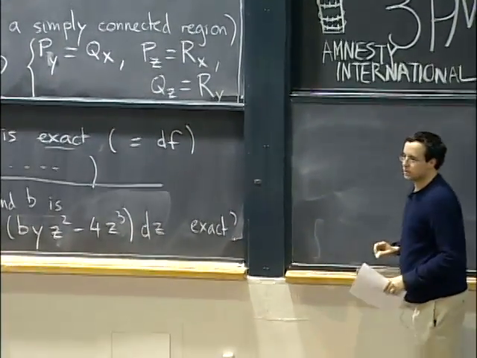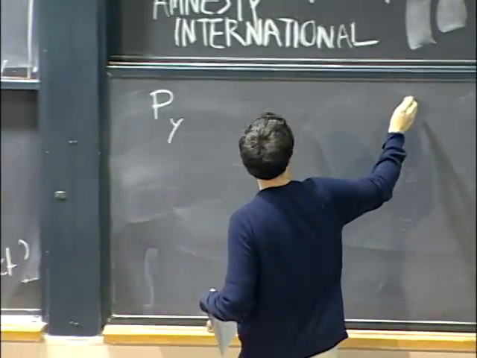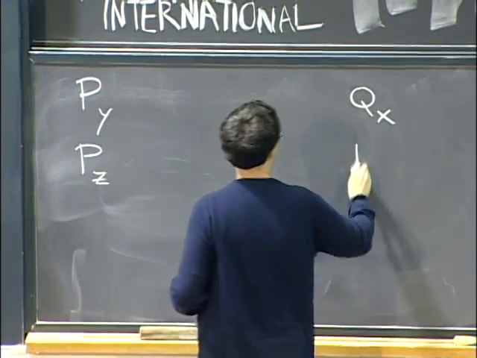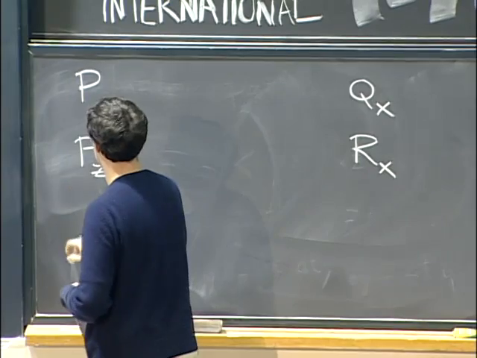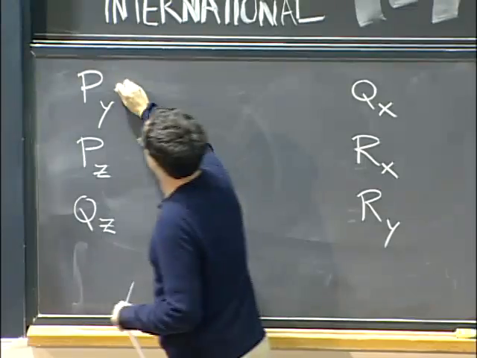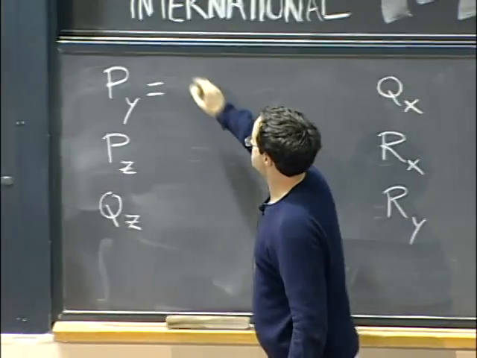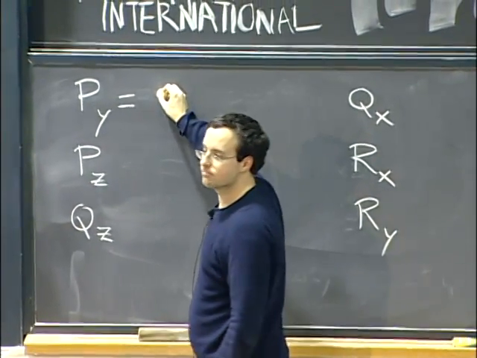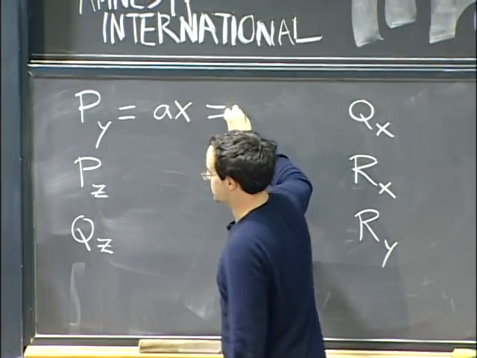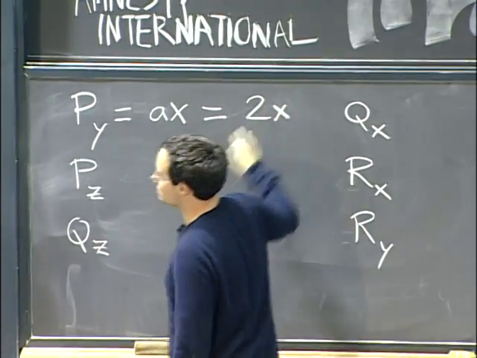Well, let's do it one by one. So we want to compare P sub y with Q sub x. We want to compare P sub z with R sub x, and we want to compare Q sub z with R sub y. Where we call P, Q, and R these guys. So let's see, what is P sub y? That seems to be ax. And what is Q sub x? 2x.